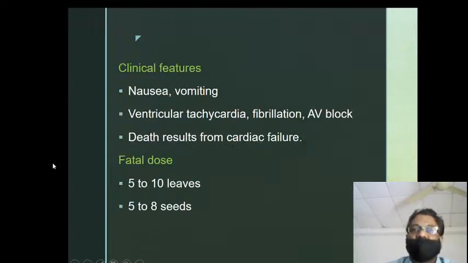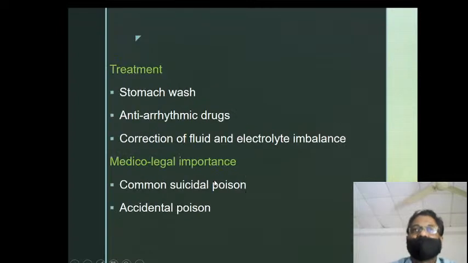Almost all parts of the plant are poisonous, but the leaves are okay. The glycosides are more in the leaves. Five to ten leaves are sufficient. Coming to the treatment, gastric lavage, and we are supposed to give anti-arrhythmic drugs.